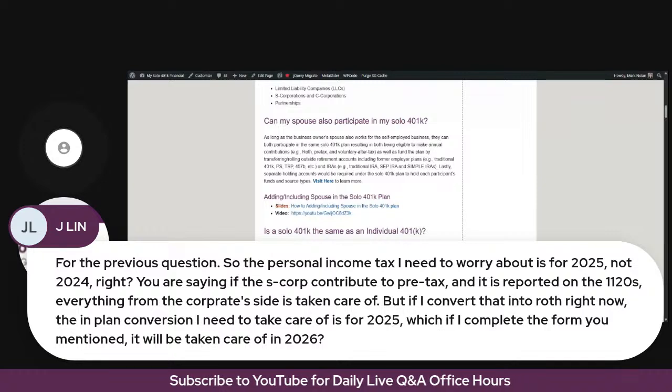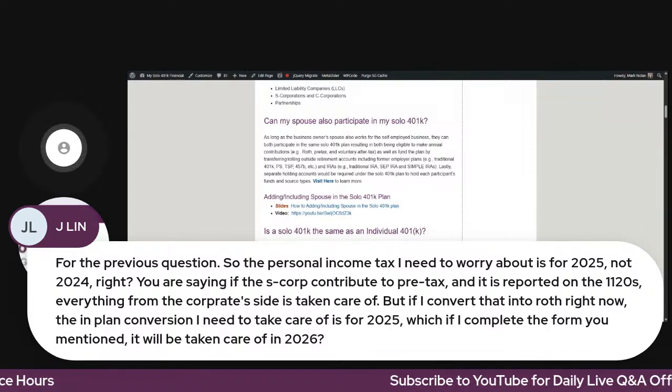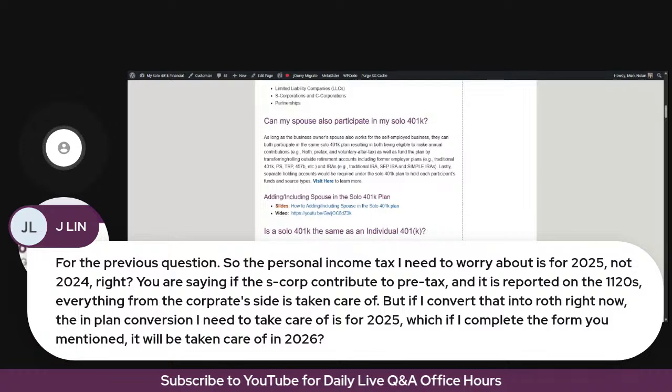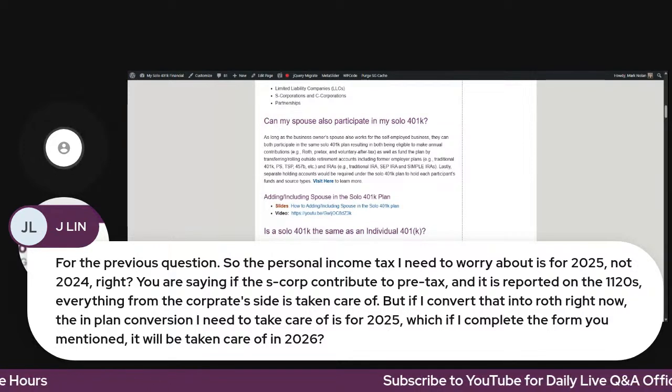However, the employer profit sharing contribution is claimed on your Form 1120S. It's not claimed on the W-2. You've got to have the W-2 wages to support the contribution, but you take the actual deduction for that employer pre-tax profit sharing contribution on the Form 1120S. It's not taken on the W-2.